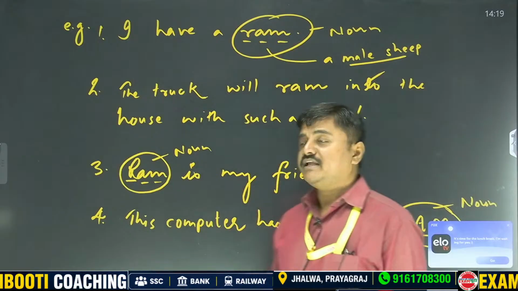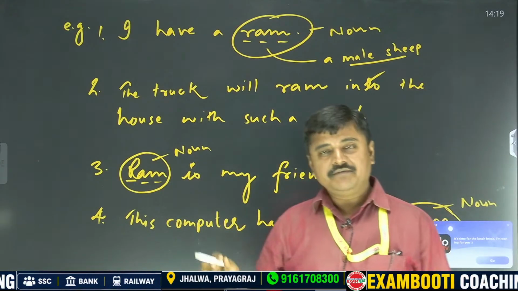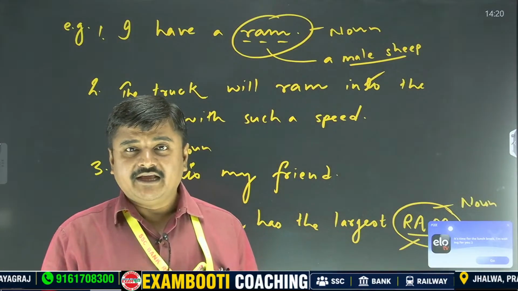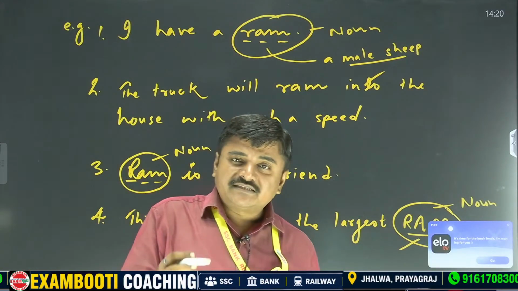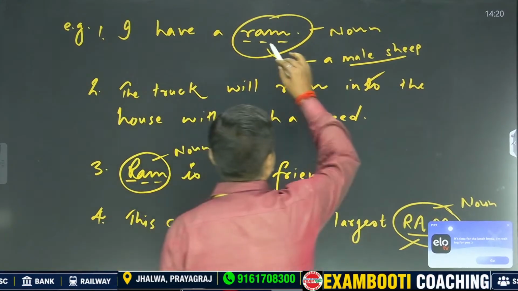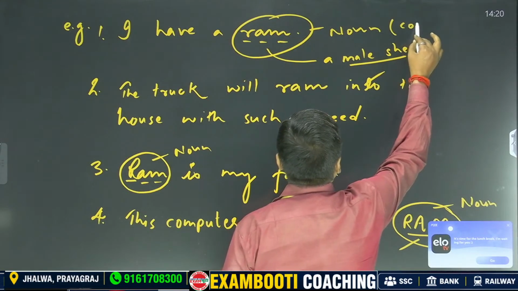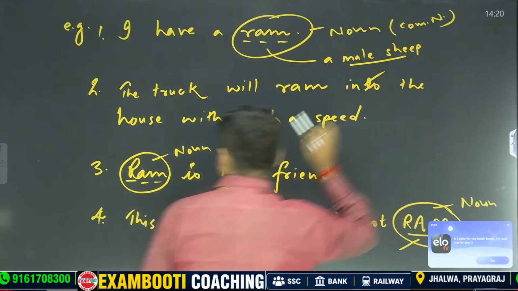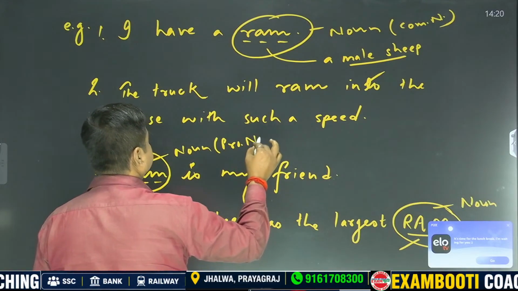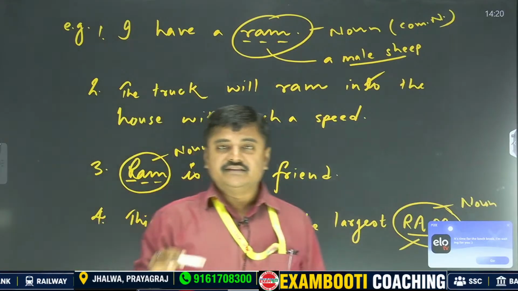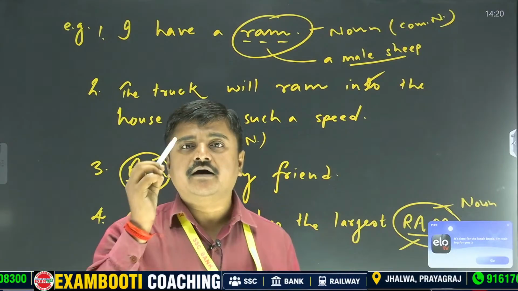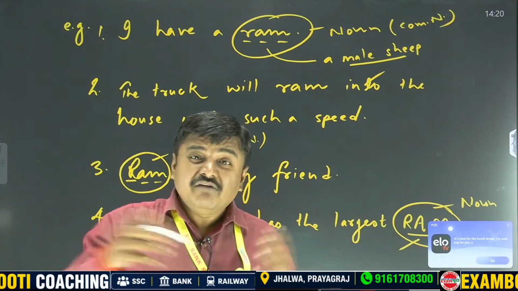Now, what can you see? The word is same in function, noun, but when you are speaking about its kind, they are different. Now, this ram, this noun is common noun, and here this is a proper noun. So when actually there are different classes of the same parts of speech, the meaning of the word may vary.